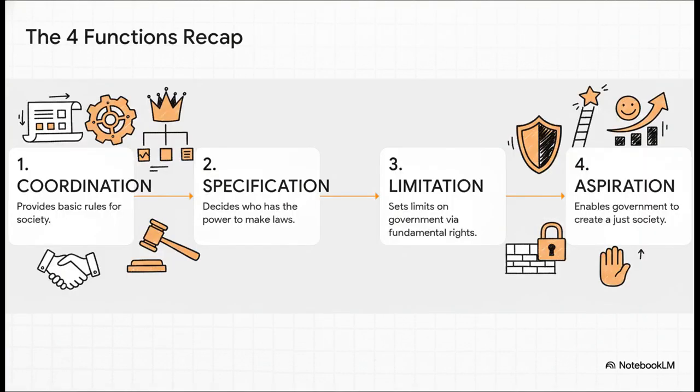All right, exam recap time. Let's nail these four functions down. Ready? One, Coordination. It gives us the basic rules. Two, Specification. It decides who gets the power. Three, Limitation. It puts limits on that power with fundamental rights. And four, Aspiration. It enables the government to build a just society. Got it? Coordination, specification, limitation, aspiration.